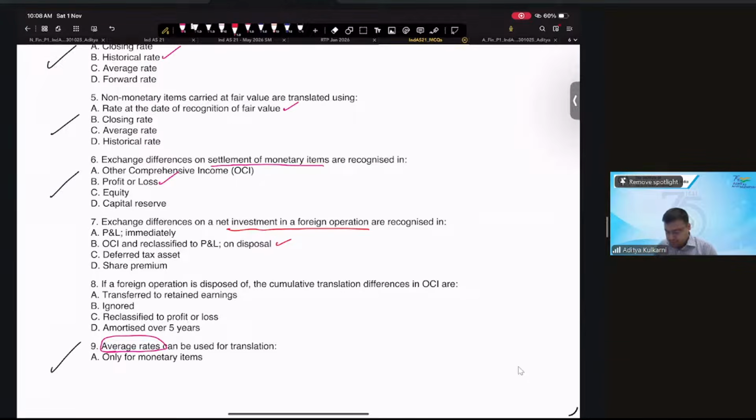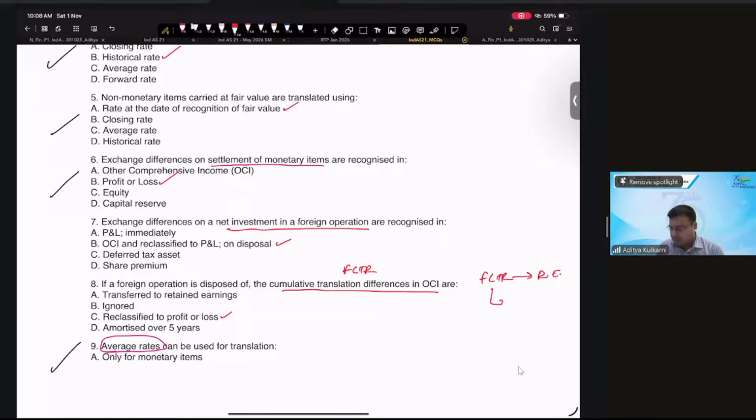Number 8. If a foreign operation is disposed of, the cumulative translation differences in OCI, that is your FCTR, what do you do with that? Reclassify to P&L. See, the effect is the same, but the route is important. From FCTR, the ultimate destination is retained earnings.